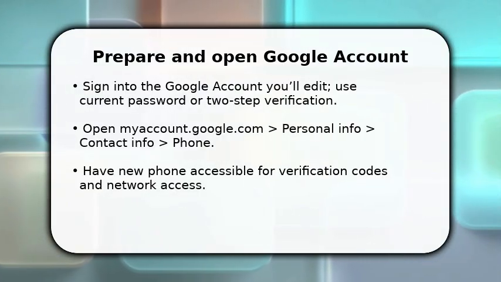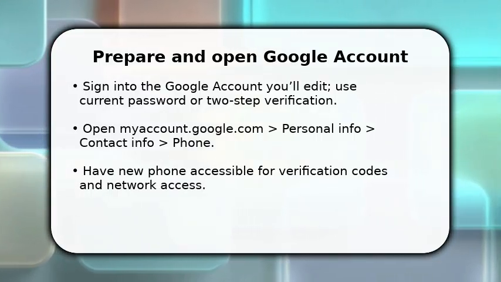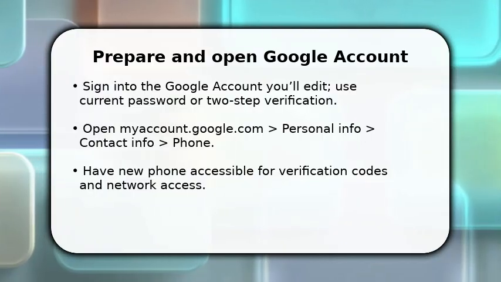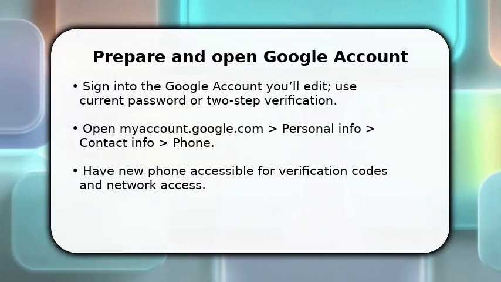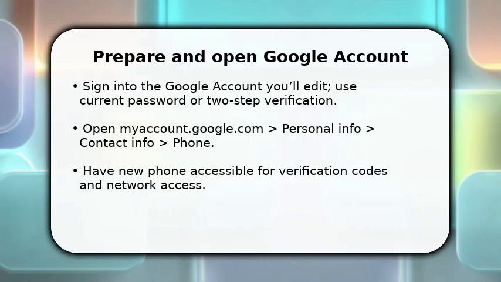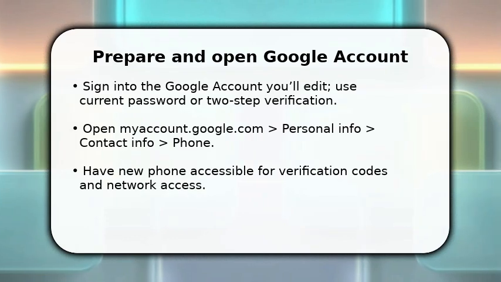Google.com, choose Personal Info, then Contact Info and tap Phone. You need the new phone nearby to receive verification codes, so get it set and unlocked now. This first move lets Google confirm identity quickly. Make sure the browser session is secure and not in a shared or public device.